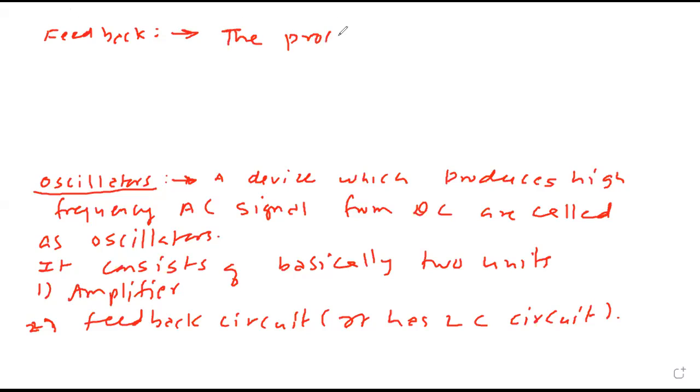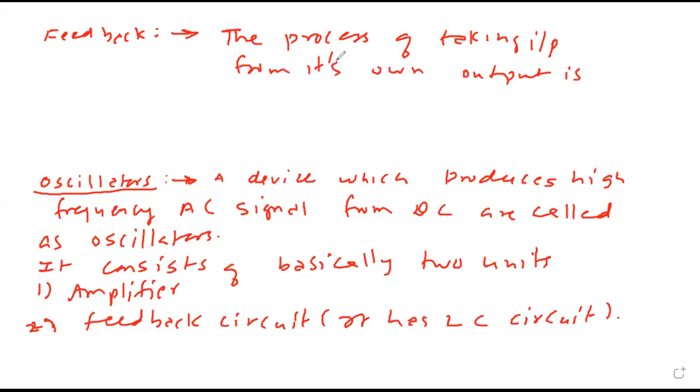There are two types of feedback, positive and negative. So the process of taking input from its own output is called feedback. There are two types of feedback, positive and negative. So just copy till this, then we'll see what is positive, what is negative, and what are the block diagrams of a feedback circuit without any, just plain feedback, then positive feedback, then negative feedback.